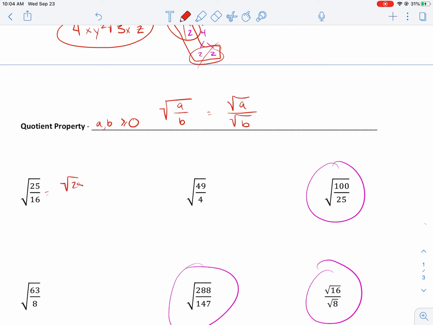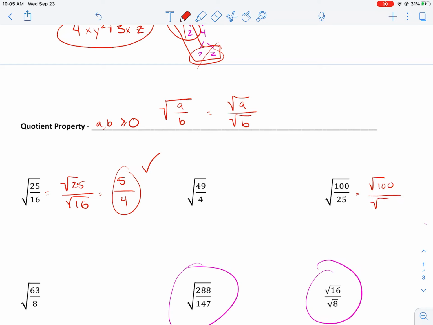Okay, so the first one here. So I'm going to use that property. So I'm going to go square root of 25 over the square root of 16. Square root of 25 is 5. Square root of 16 is 4. And we're done. Let's look at the next one. So I'm going to separate those out. So square root of 100 divided by the square root of 25. We get 10 over 5.